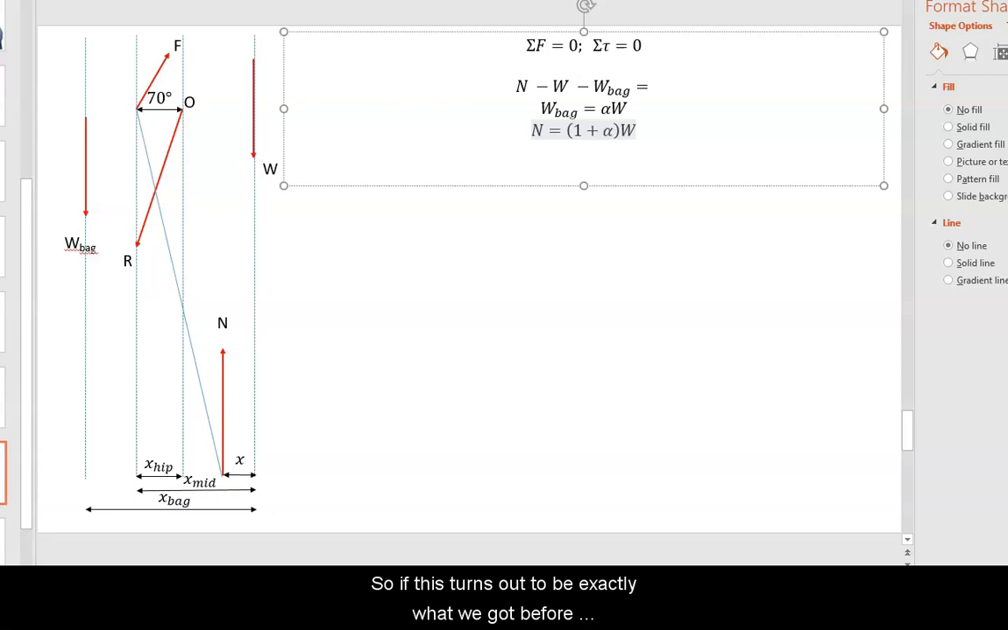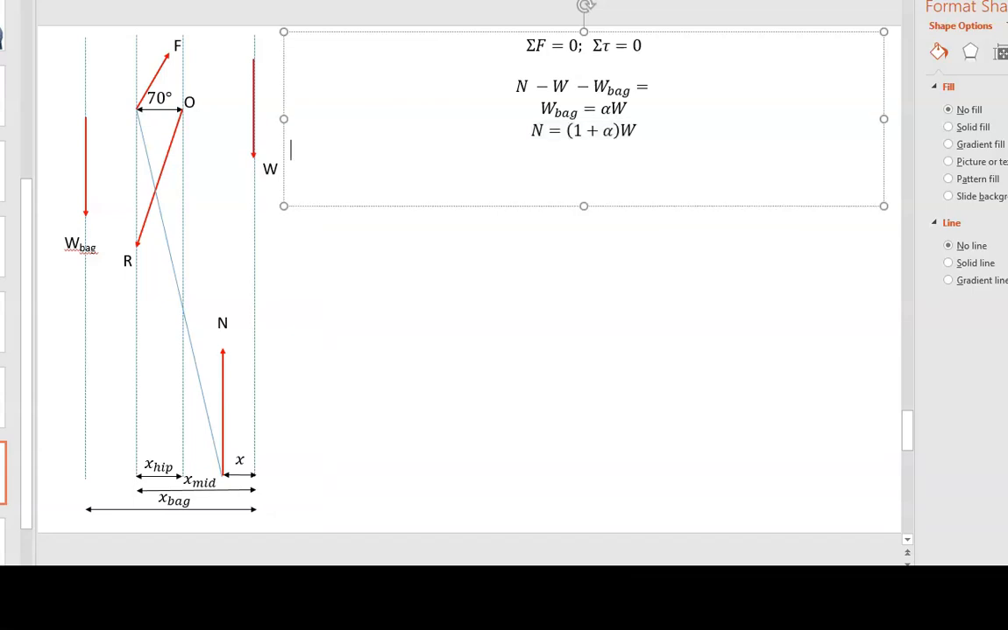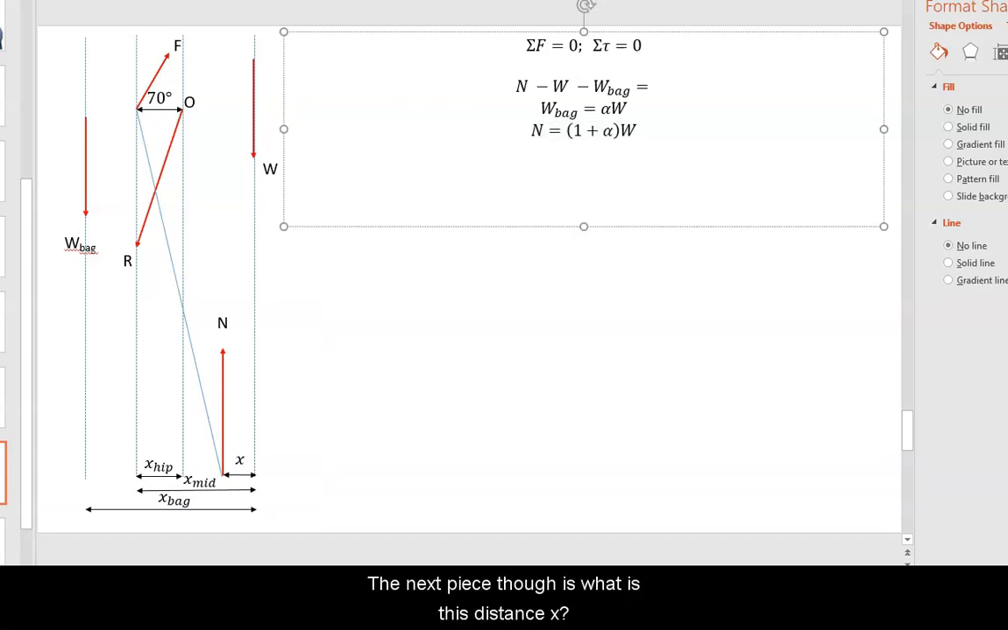All right, so this turns out to be exactly what we got before, and it makes complete sense. We're not talking about rotation or anything like that. We're just talking about straight up what is the normal force, which has to be the sum of all the weights going down. Okay, the next piece though is what is this distance x? And for that we're going to use the torque.